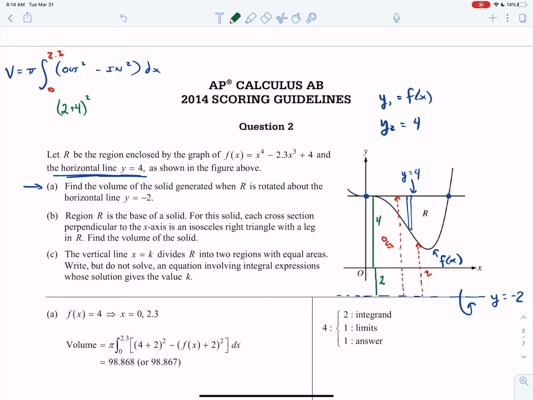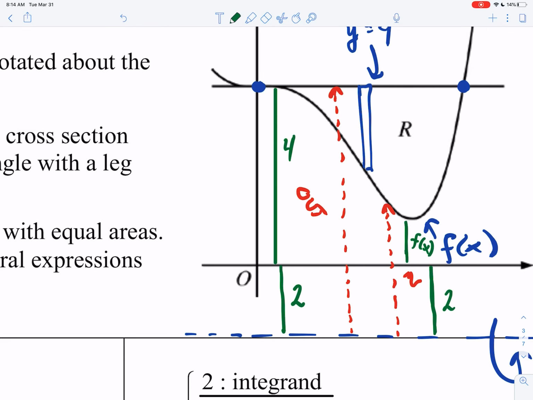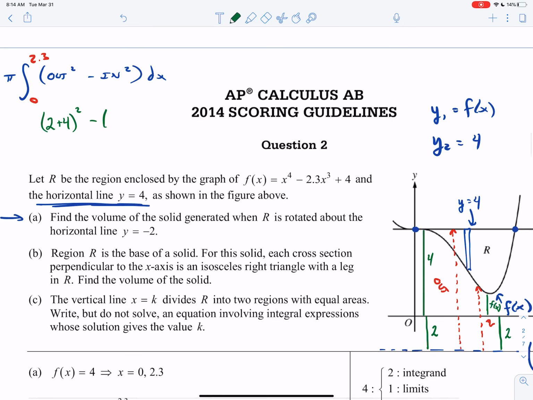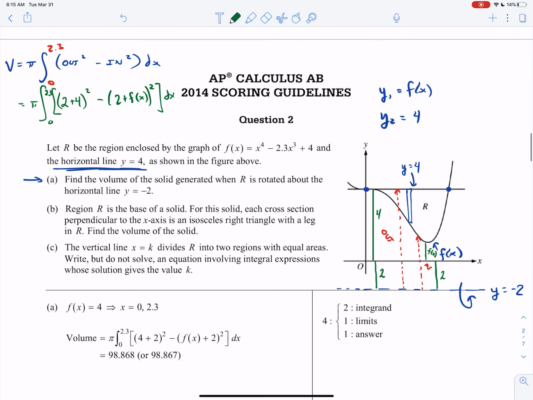Same thing here. I know that from here to here, it's 2, but from here to here, it's just f of x. So how do I get that shorter red dotted line? It'll just be 2 plus the function, so it'll be 2 plus f of x, squared, dx. From 0 to 2.3, you've got the pi on the outside. Plug and chug, you should get 98.868. Okay?